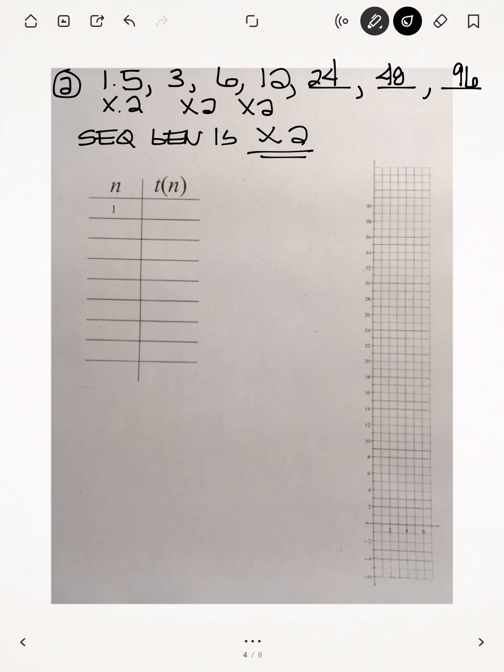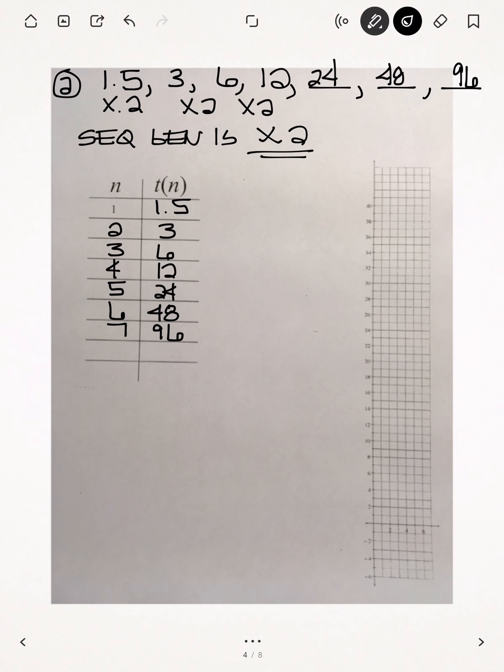When I fill in my XY chart, again, in this case, it's n/t of n chart. My first term is 1.5. My second term is 3. My third term is 6. My fourth term is 12. My fifth term is 24. My sixth term is 48. And my seventh term is 96.